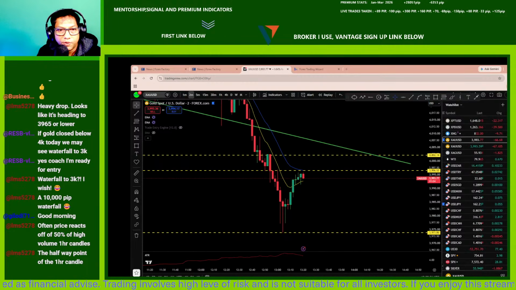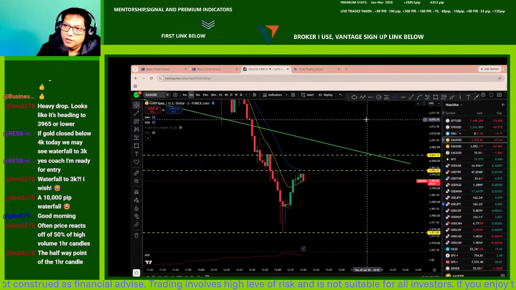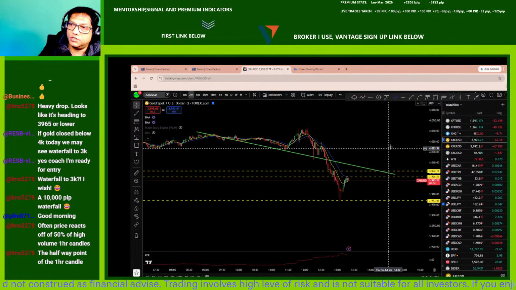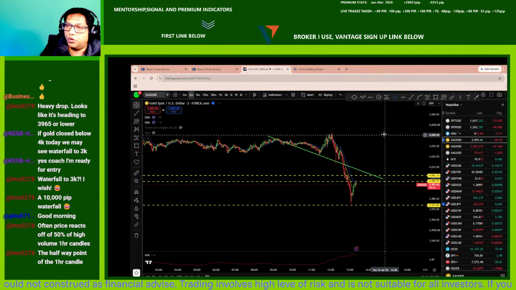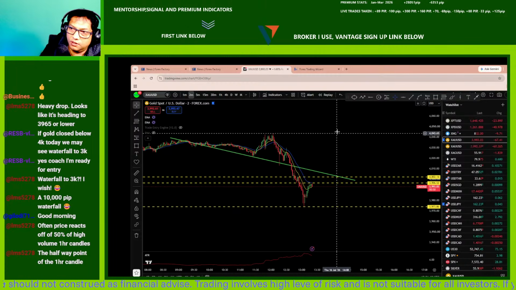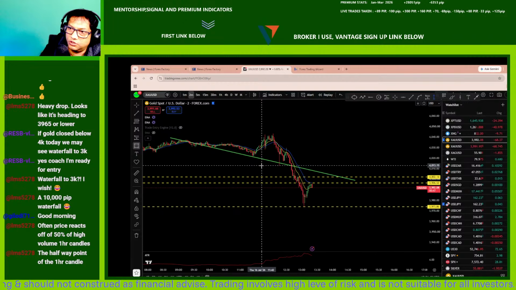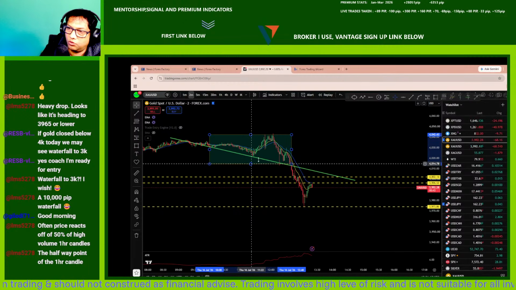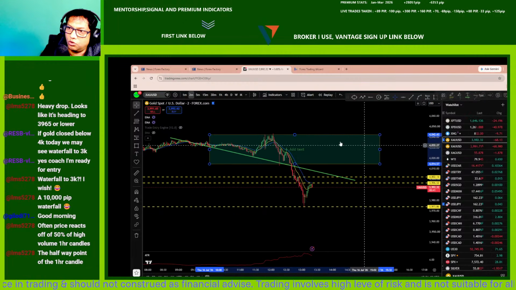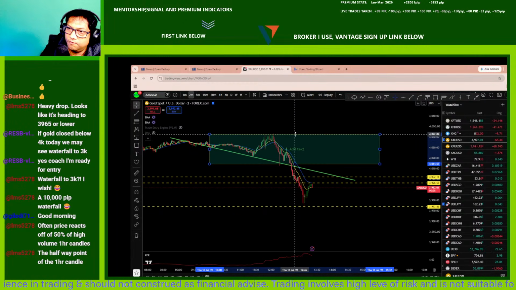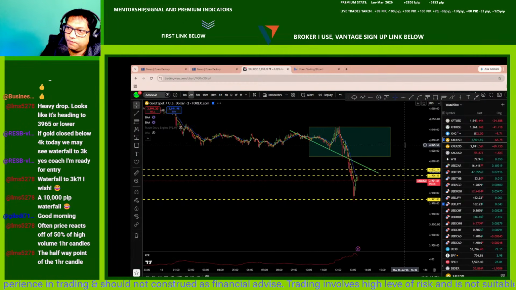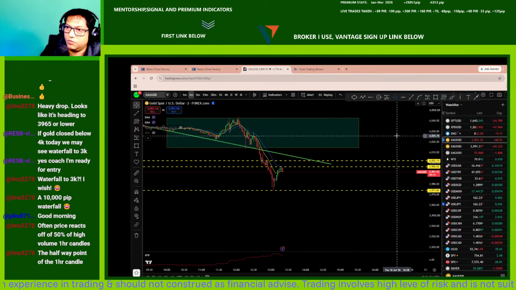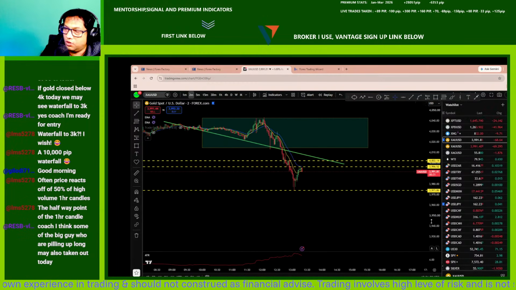Good morning. After price reacts off 50% of the high volume 1 hour candle, the price has reacted to this. In fact, if you look at that overall, this zone here shows strong selling pressure. There has been a strong sell off at this level. We could see that further lowering.